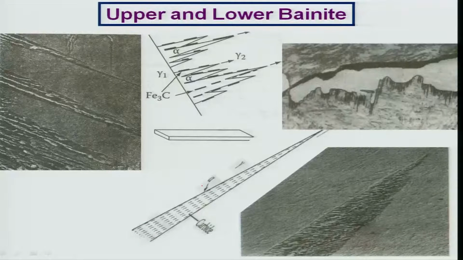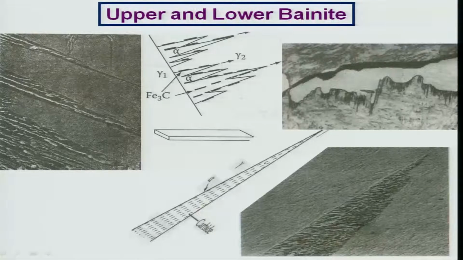What you have are leaves of alpha, as you see here, and inside those leaves you have carbides precipitated out. Okay, that is what is known as the lower bainite.